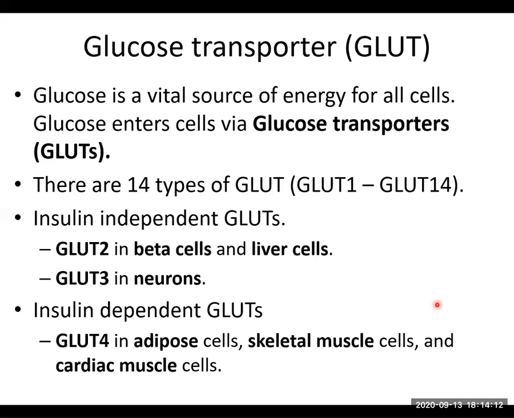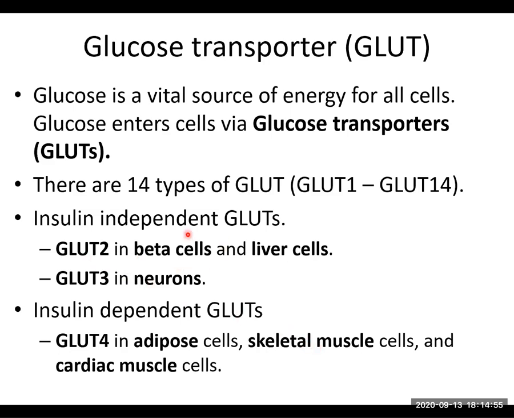So here I summarize the glucose transporters. Basically, we only mentioned 2 and 4. GLUT2 we see in the beta cell as well as in the liver cells. GLUT2 is not insulin dependent. GLUT4 is insulin dependent. Overall, our body has 14 types of glucose transporters, GLUT1 to 14. And GLUT4 is the one that is insulin dependent. We see it in the adipocytes as well as the muscle cells.